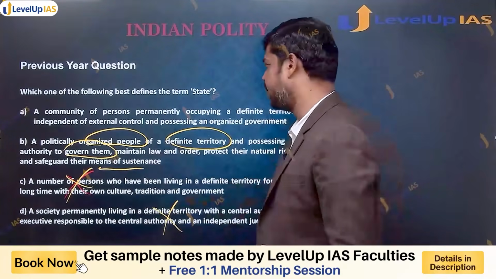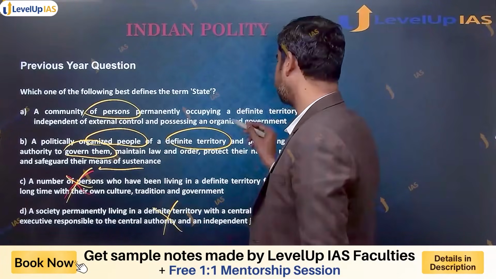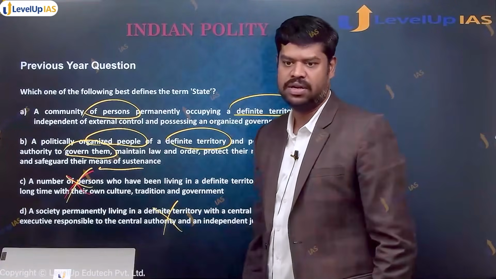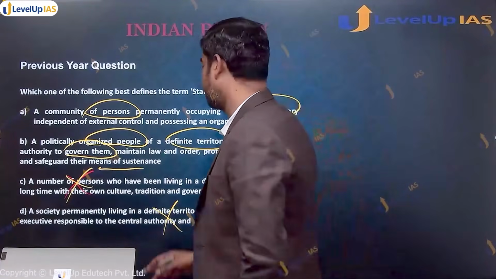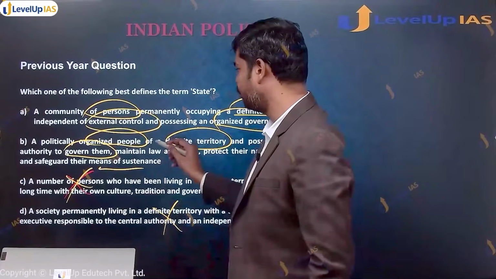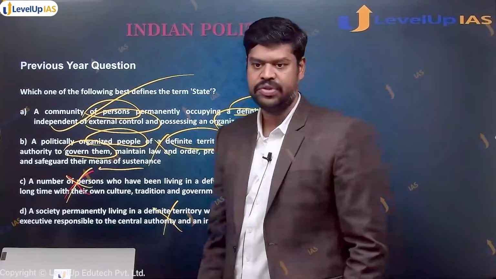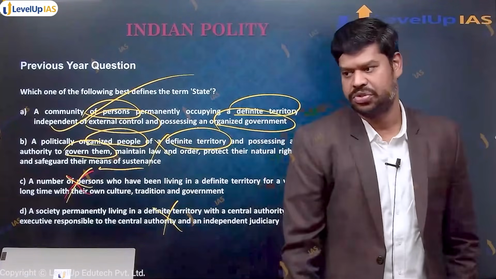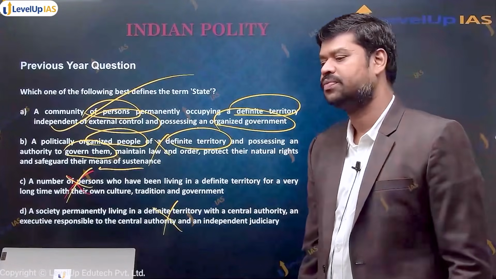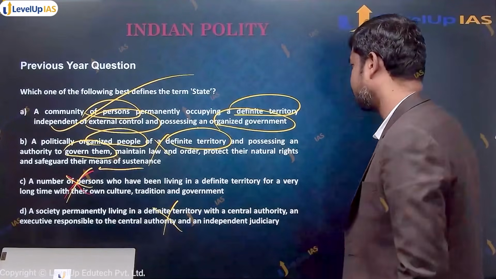But you come to option A. A community of persons, so we do have a group of people, permanently occupying a definite territory, independent of external control. What does this mean? It means it is a sovereign authority, and also possessing an organized government and independent of external control. So which would be the most appropriate answer here? Answer A is the most appropriate answer. Is that clear? So this is how UPSC may ask you questions, where it is talking about a sovereign government.